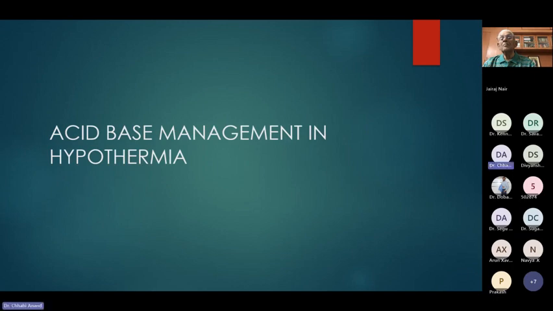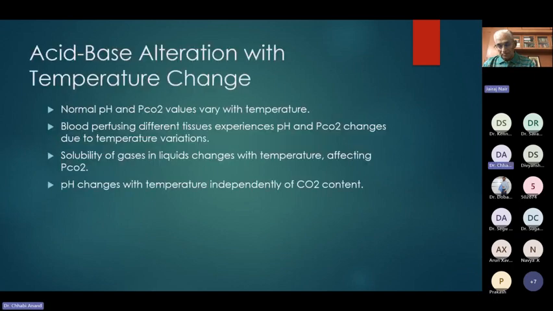Acid-base management in hypothermia. Acid-base alteration with temperature change. Normal pH and PCO2 values vary with temperature. The blood perfusing different tissue experiences pH and PCO2 changes due to temperature variation. Solubility of gases in liquid changes with temperature, affecting PCO2. pH changes with temperature independently of CO2 content.